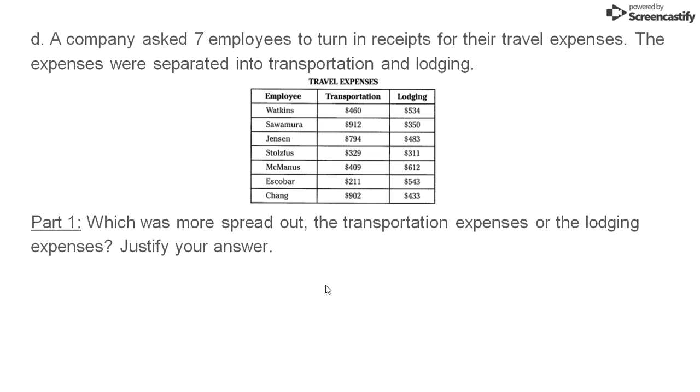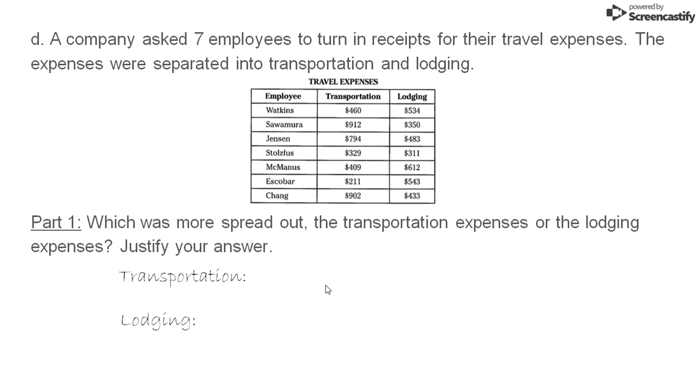Moving on to our example D, we got a company that asked 7 employees to turn in their receipts for travel expenses. The expenses were separated into transportation and lodging. Part 1 asks, which was more spread out, the transportation expenses or the lodging expenses? So, analyzing them separately, we have to make sure that we are finding the span or the spread or the dispersion of transportation and then finding it again for lodging separately.